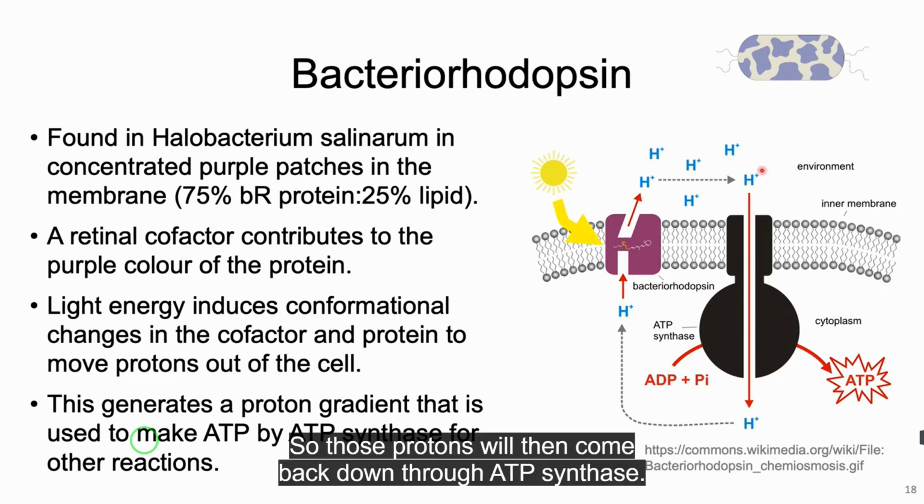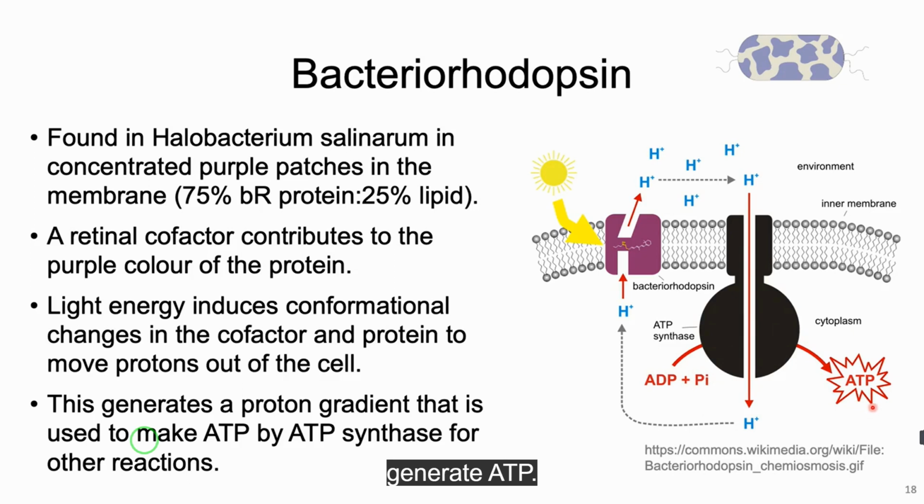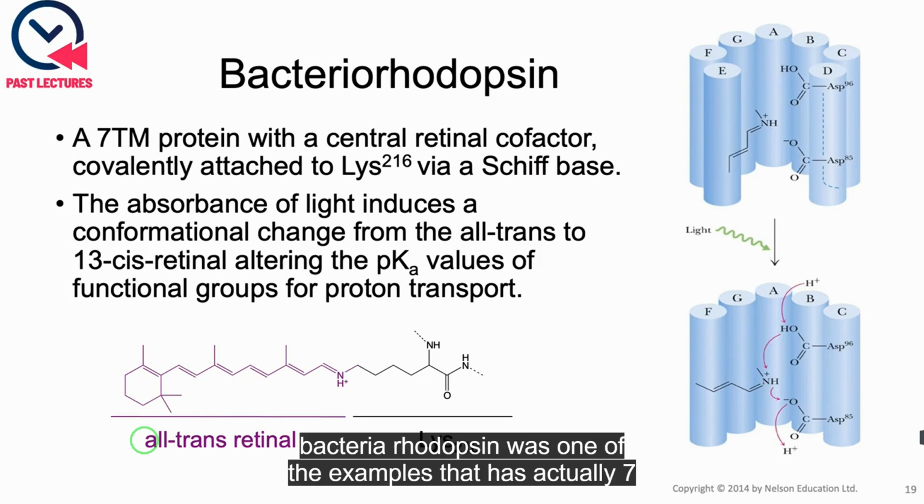So those protons will then come back down through ATP synthase, and this would be an example of facilitated diffusion where another conformational change would be used in order to generate ATP. When we were looking at hydropathy plots, remember bacterial rhodopsin was one of the examples that has actually 7 transmembrane helices, so that's just what these cylinders are representing, and they're just represented by different letters, so A through G.